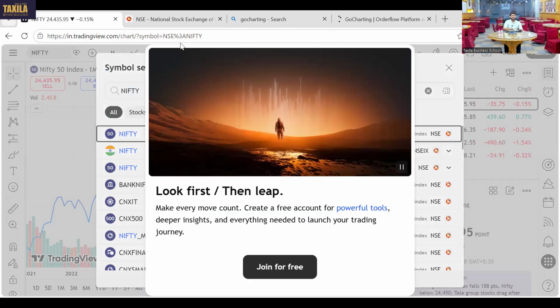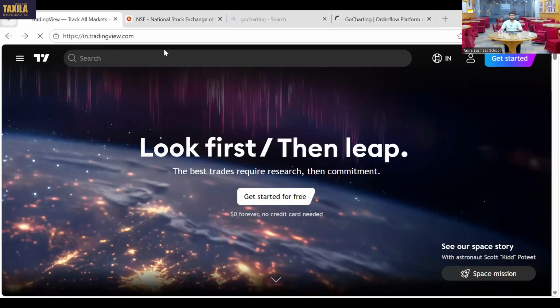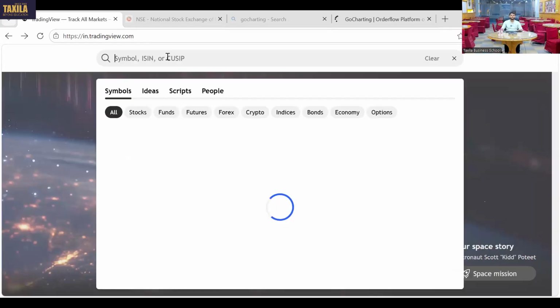Are you well aware of the company named Reliance Industries? How many of you are well aware of Reliance Industries? Write down yes in the chat box. We are well aware. Reliance Industries. Let's search for Reliance Industries.